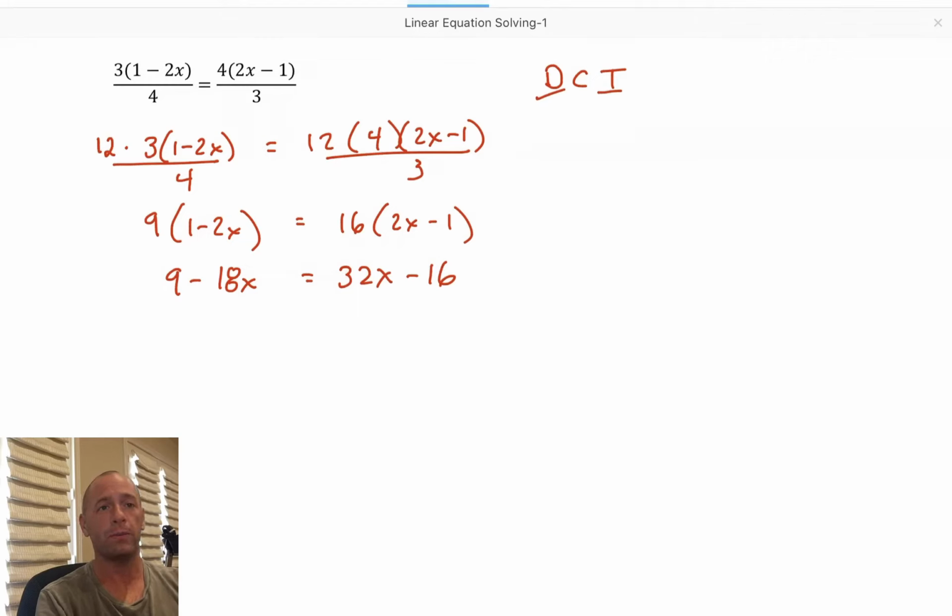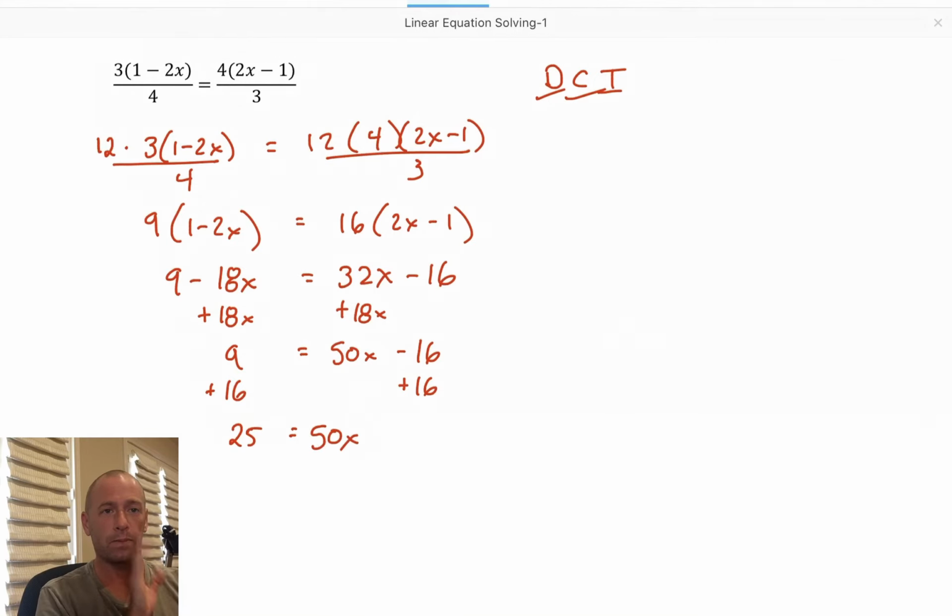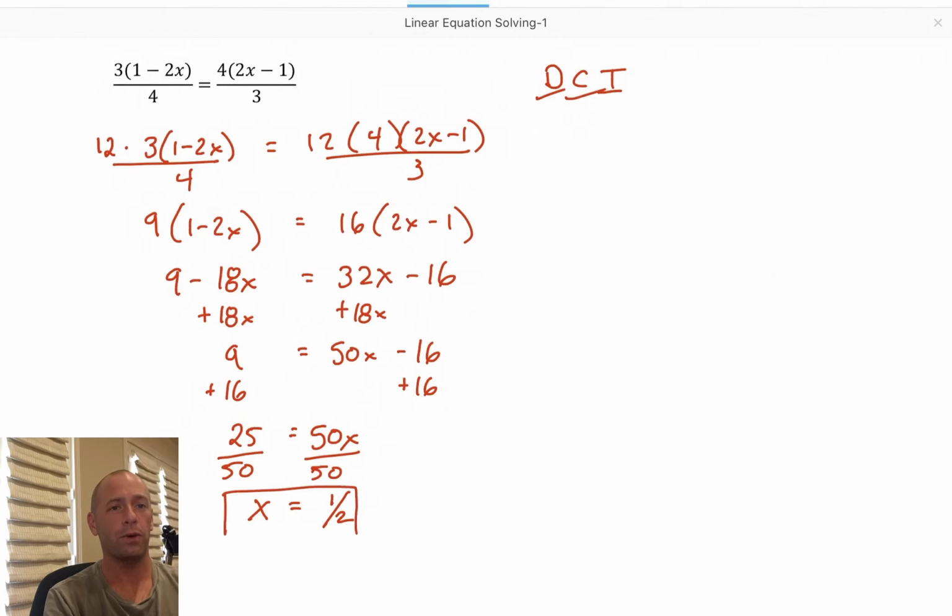Using inverse operations, I'm going to eliminate the variable on one of the sides. I'm going to go with the subtract 18x. So to get rid of that, I add 18x. And whatever I do to one side, I do to the other. 9 is equal to 50x minus 16. We add 16 to both sides, and we're almost done. 25 is equal to 50 times x. And please don't say it's 2. We divide both sides by 50 to get 1/2. And that's it. Now there's at least 3 ways that I could have done this problem, but every way is going to end up with that answer of 1/2.